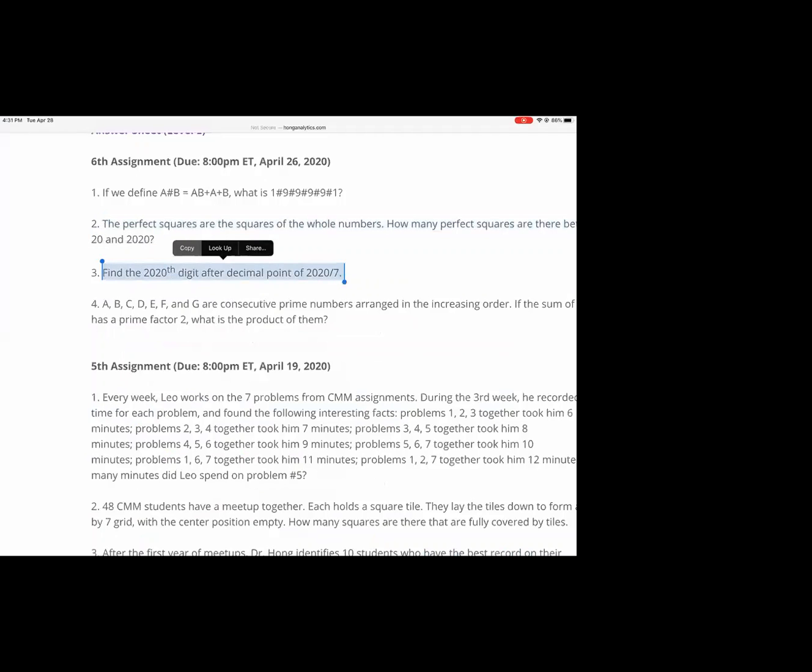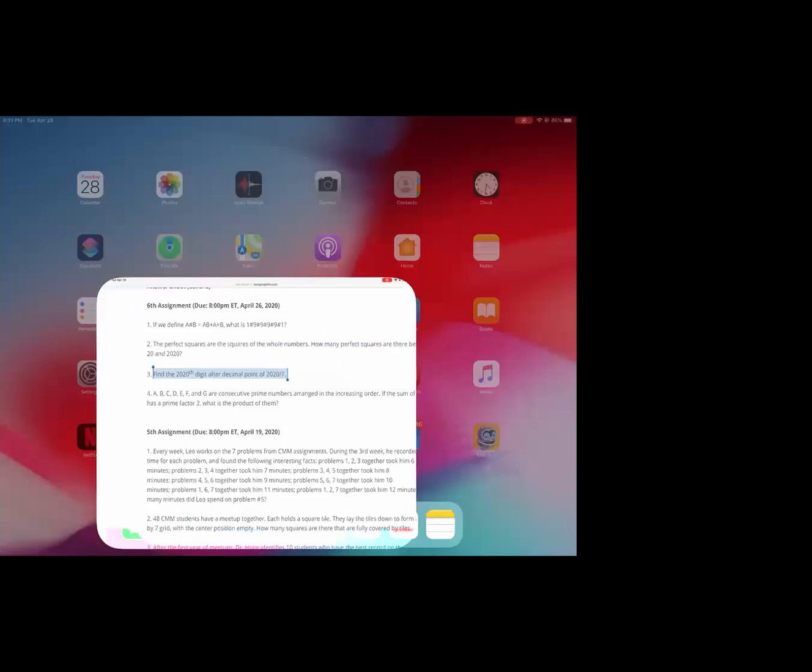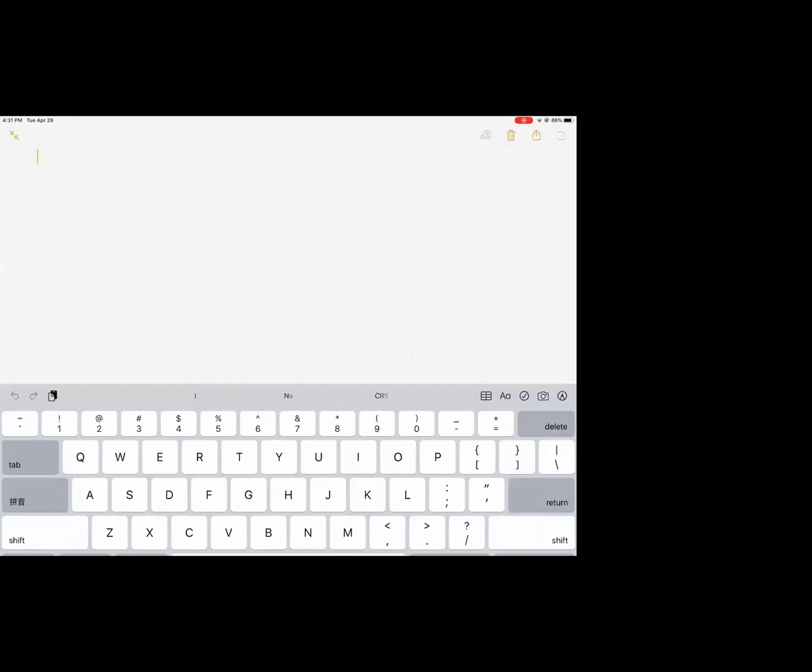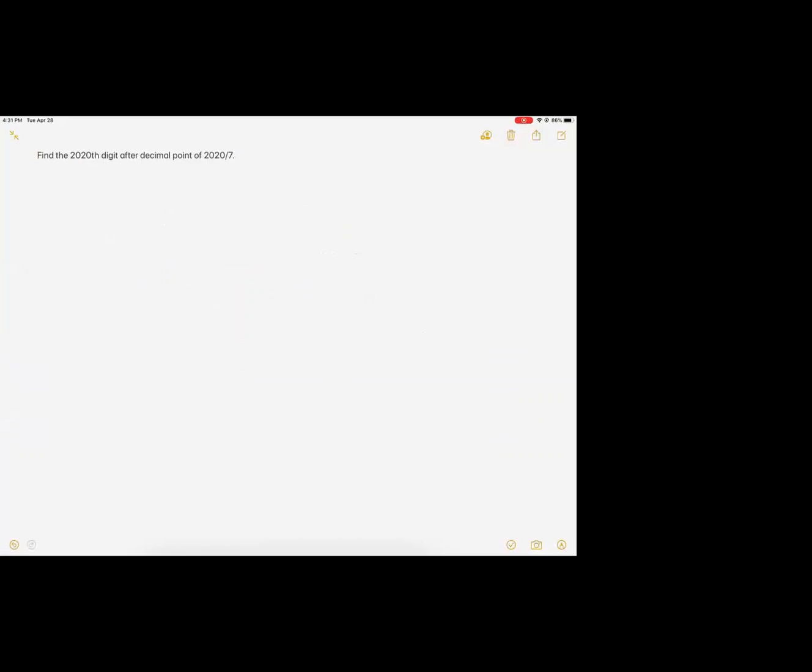Okay, this one is a bit tricky. Find the 2020th digit after the decimal point of 2020 divided by 7. Okay, what is the 2020th digit after the decimal point?